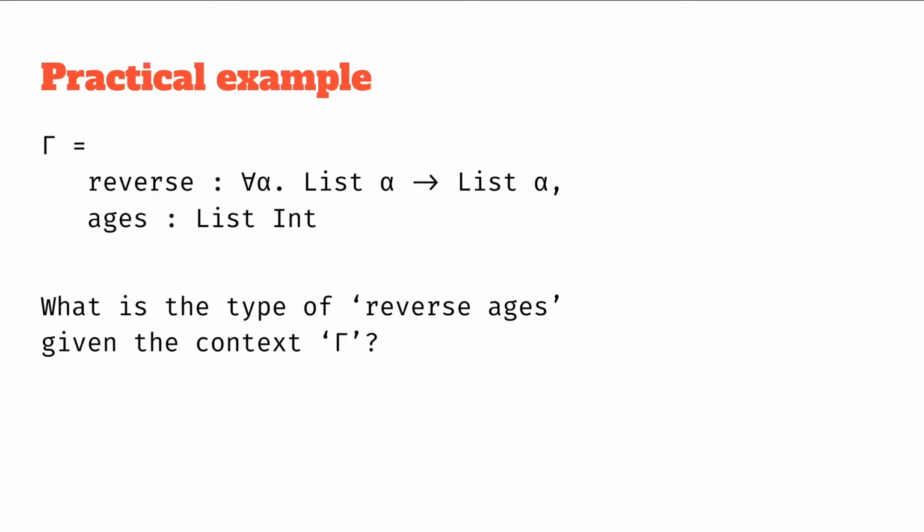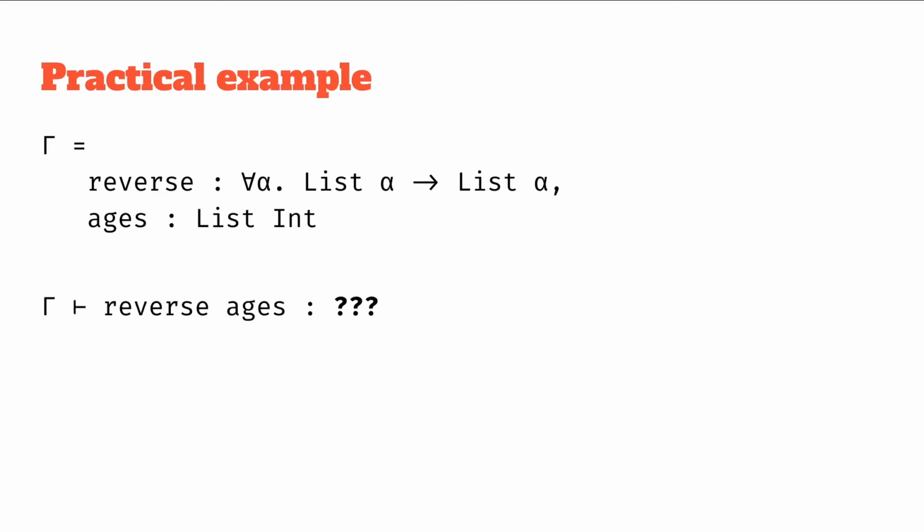But in this case, we have ages as well, which is a list of integers. So we've got an assignment reverse for all alpha list of alphas to list of alphas, and ages has type list of int. And we're asked the question, what is the type of reverse ages given this context? And again, let's write that as simple form. So from the context gamma, it follows that reverse ages has some type. I'm not sure what it is yet.